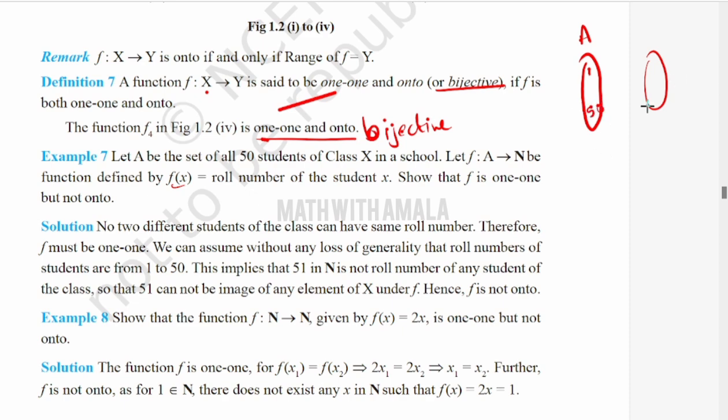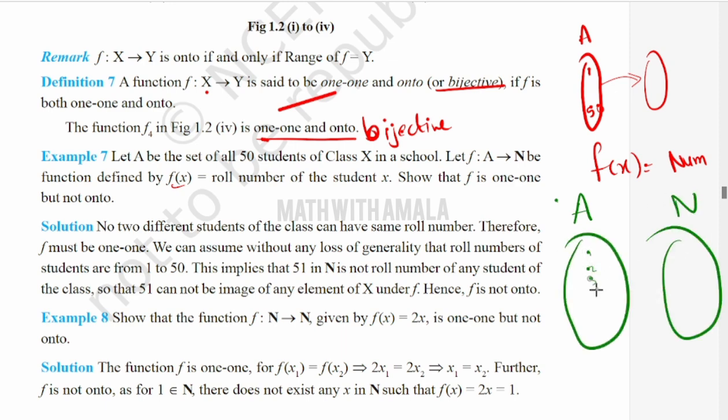Here we can define two sets. A, the set of all students. There are 50 students in total, and you can give their names in the first set, and the next set is the natural number set, which contains the numbers starting from 1 towards infinity. So it will contain the numbers from 1 to 50, and then it again contains 51, 52, 53, etc. towards positive infinity.